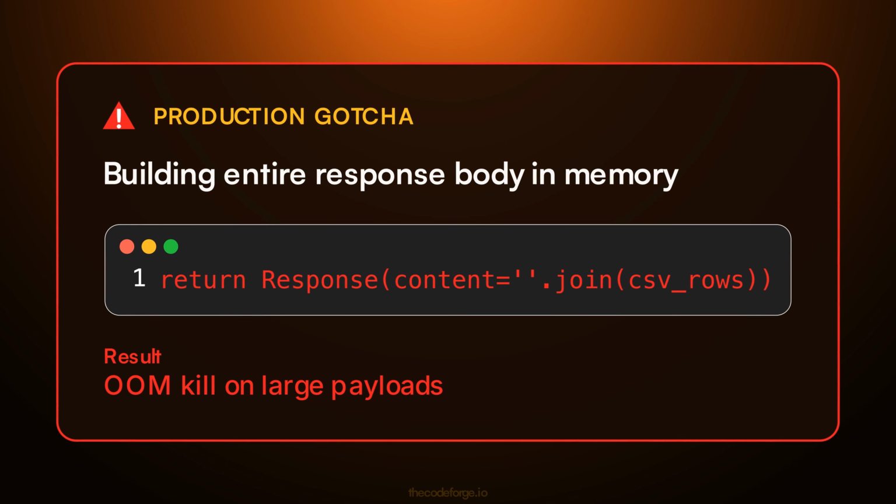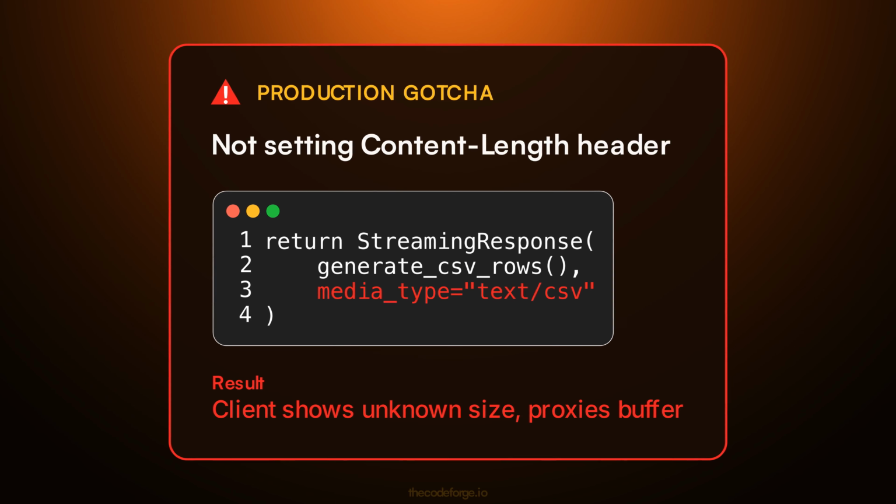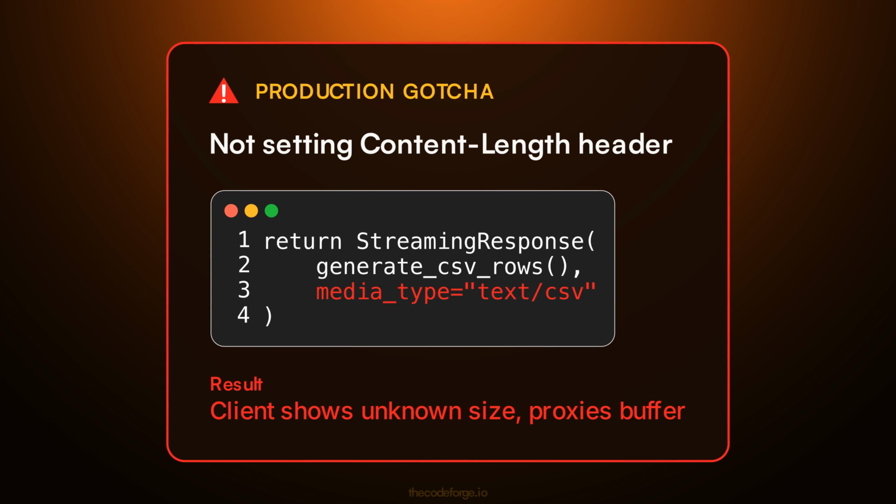Joining all rows into a single string doubles memory usage. Always use StreamingResponse for large data. Without content length, clients can't show download progress and proxies may buffer the entire stream. For large files, pre-calculate the size and set it in headers.